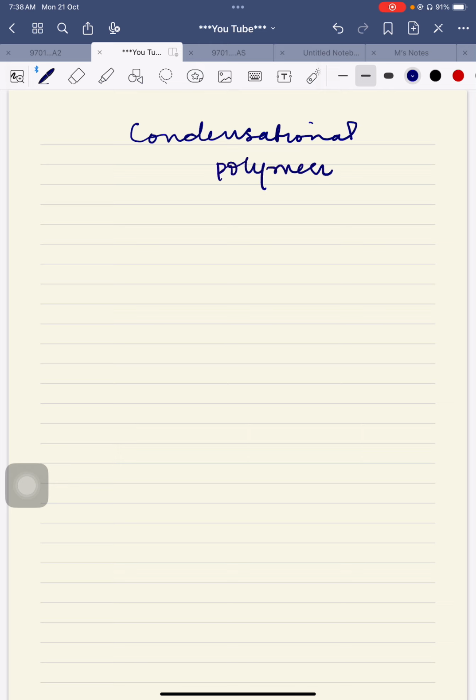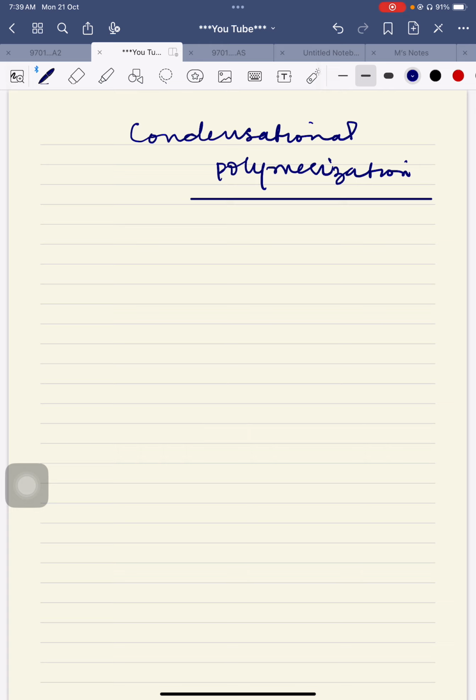Okay, in this case, basically, we are going to take two monomers, similar or different monomers, and they are going to combine with each other in such a way that they make a smaller byproduct as well. A byproduct is a product in which we are not very much interested, but it is an additional product, you may say.